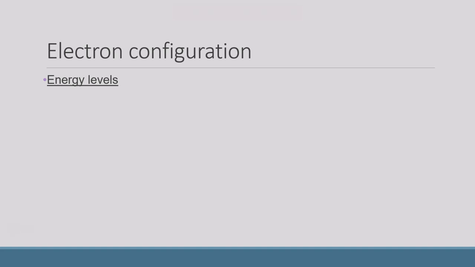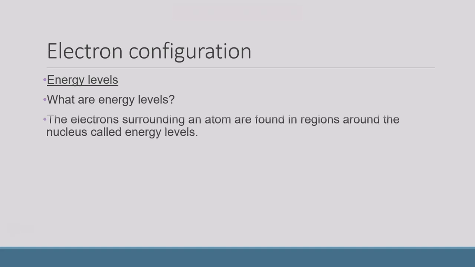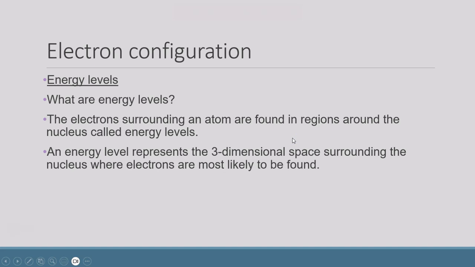Now, I keep talking about these energy levels, but what are energy levels? Well, the electrons that surround an atom are found in regions around the nucleus, and those regions are called energy levels. Remember that an energy level is a three-dimensional space because an atom looks like a ball. So the energy levels are really areas surrounding the nucleus where we're most likely to find an electron. Those areas are three-dimensional.